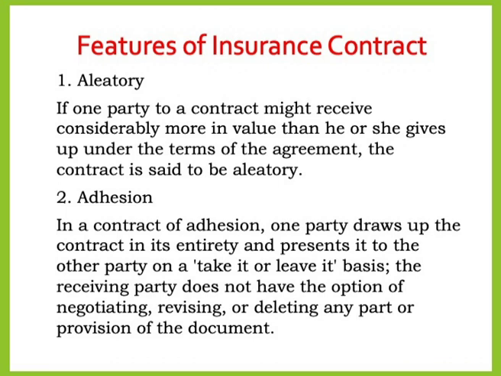The feature of adhesion says one party draws up the contract in its entirety, presents it to the other party and tells the other party, take it or leave it. Insurance companies draw the entire insurance contract, present it to us, explain the terms and conditions, tell us how much we have to pay, when we have to pay, how much bonus they will give us, how much compensation of loss will happen. All these terms and conditions are written by the insurance company and presented to the policy holder. If the policy holder agrees to the terms and conditions, he will take the policy. If he doesn't agree, he will leave the policy.